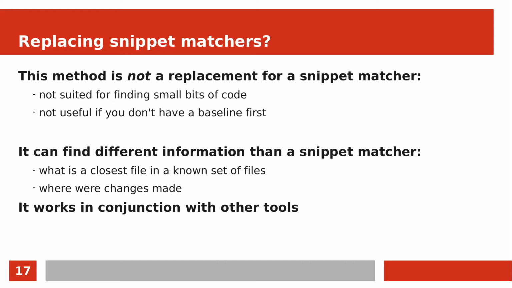One thing that I want to say, because I already got this question from a few people: can we now ditch our snippet matcher? I must say that this method is definitely not a replacement for a snippet matcher. It's something else. It is not suited for finding small bits of code. If you're looking to find out whether one of your engineers copied something from Stack Overflow, this is not your tool. This is just to find out if a file you're scanning is close to a known file you already have.